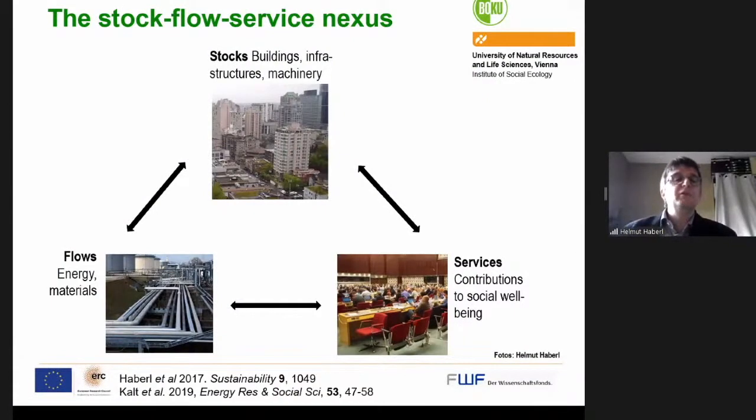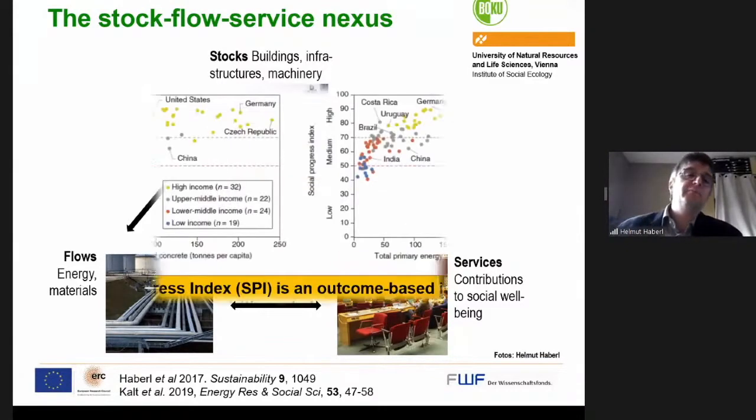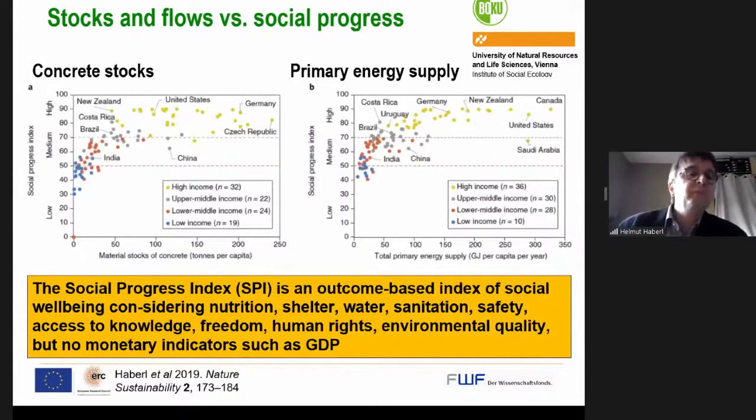So, getting towards the end. In my view, if we want to achieve climate targets, we have to build a completely different pattern in terms of the material stocks, flows, and the services or well-being contributions we want from them. And some good news here as well. It seems that if we look at non-monetary indicators of social well-being, for example, the Social Progress Index, there can be such a thing as enough.